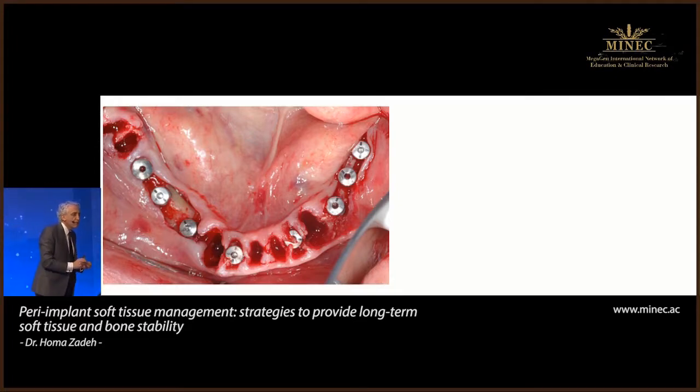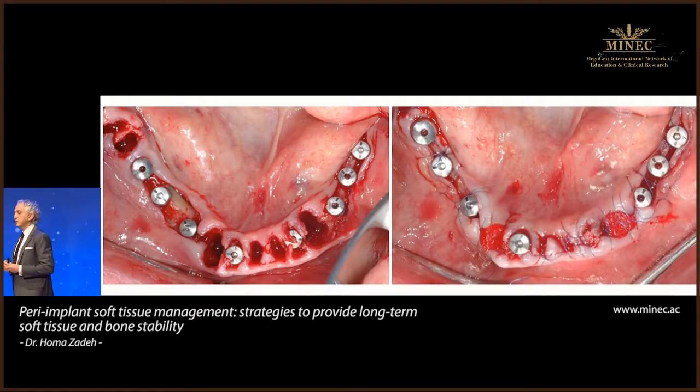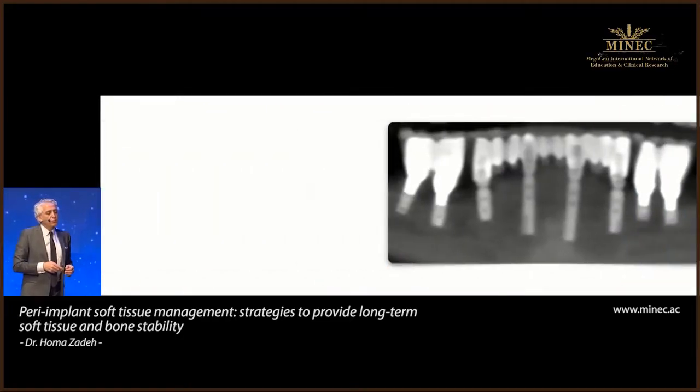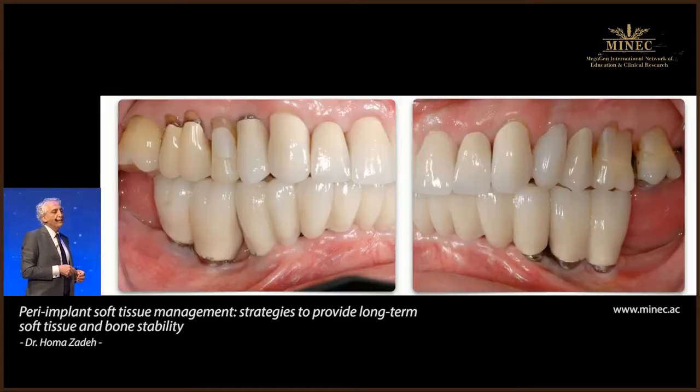We were looking at the CBCTs, measuring the thickness of the bone, the height of the bone, looking at the distance of the bone to the inferior alveolar nerve to make sure that we have sufficient bone height and width. And where we didn't have enough bone, I augmented the sites.